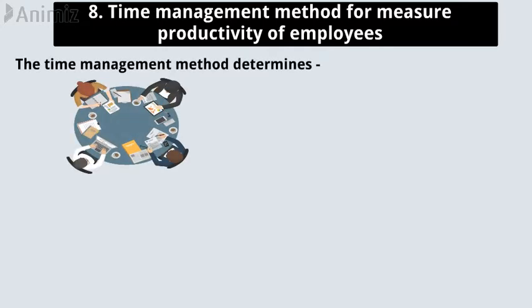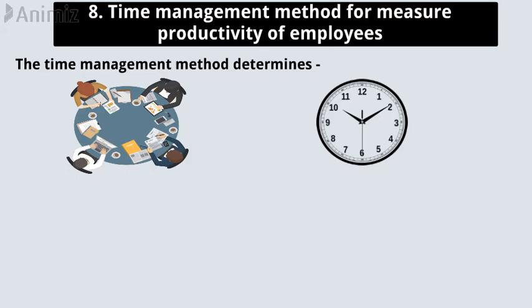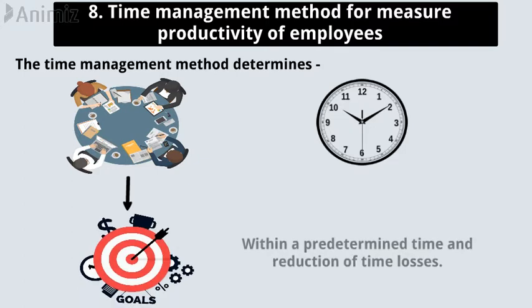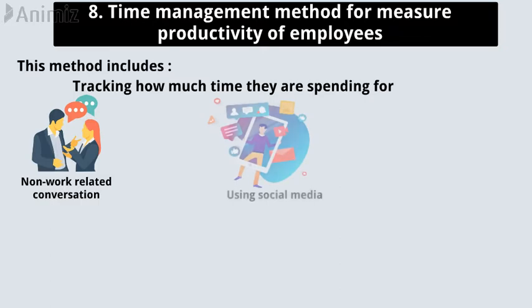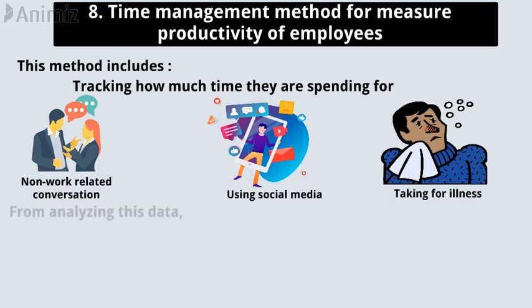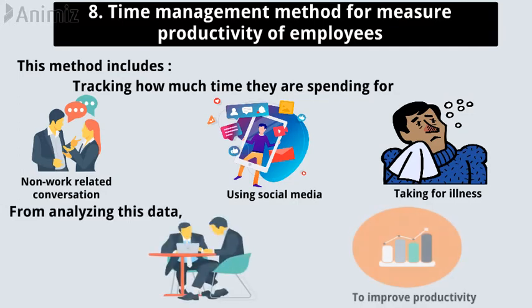8. Time management method to measure productivity of employees. The time management method determines how employees are using their working time at the workplace. The time management method helps the employee to achieve their goals within a predetermined time and reduces time losses. This method includes tracking how much time they are spending on non-work related conversation, using social media, and how much time off they are taking for illness. From analyzing this data, the administration can take necessary action to improve productivity.